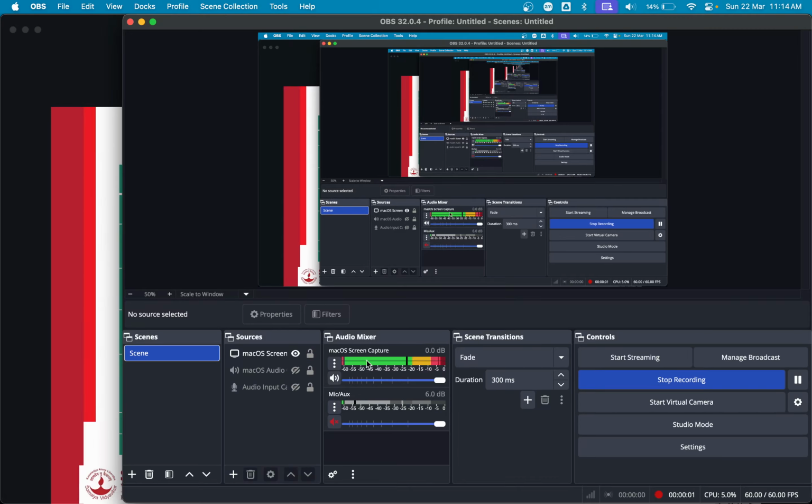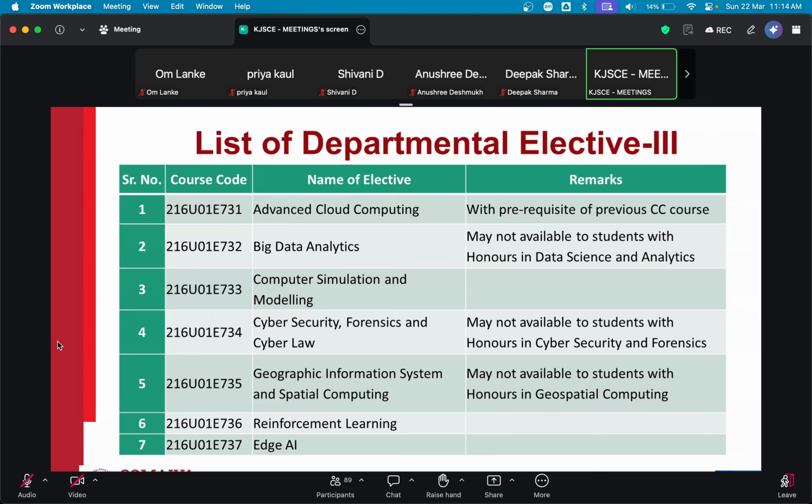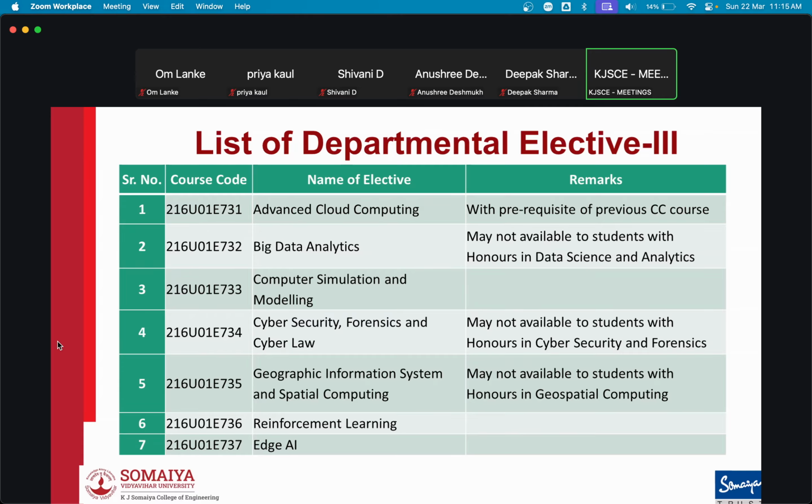If you have opted for the honors program in data science and analytics, then you are not eligible for the big data analytics course here. And for advanced cloud computing, you should have a prerequisite of the cloud computing course. It is not that if you have not taken cloud computing in semester 6, then you are not able to take advanced cloud computing in semester 7.